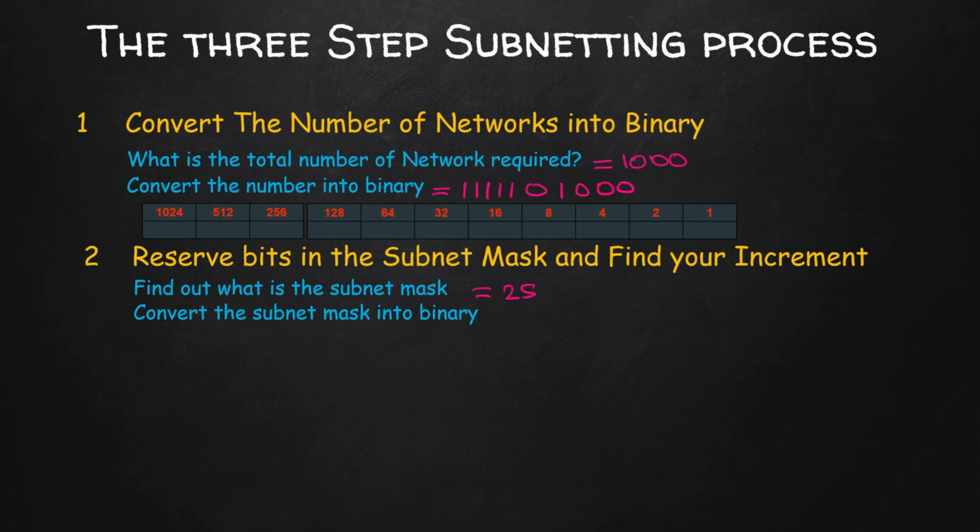It is 255.0.0.0. This is the subnet mask. Now we need to convert the subnet mask into binary. So 255, how we can convert it to binary? 255 stands for 11111111. All the 8 bits are 1. Then dot 0. 0 stands for all 0s, 8 zeros. Then again the third octet 8 zeros, 1 2 3 4 5 6 7 8. Then again last octet 0, that is 1 2 3 4 5 6 7 8.